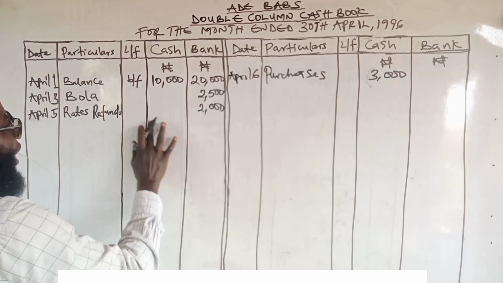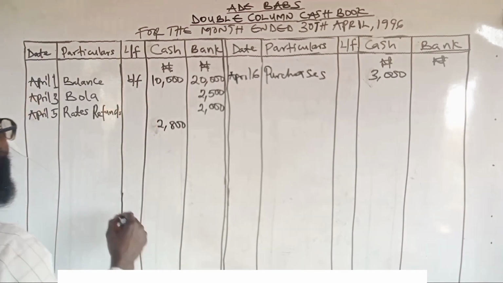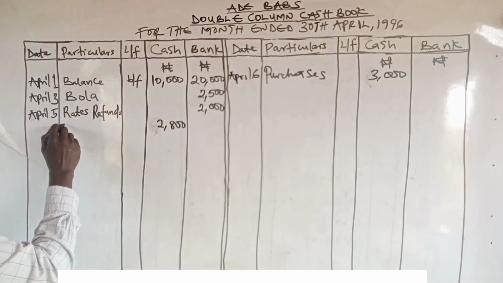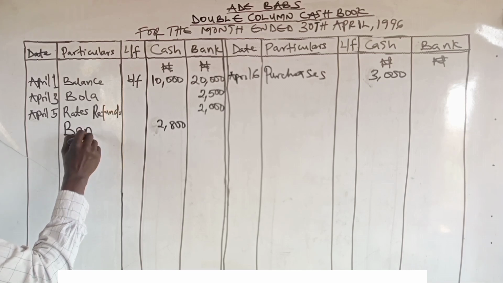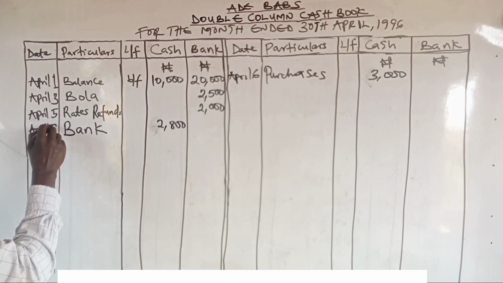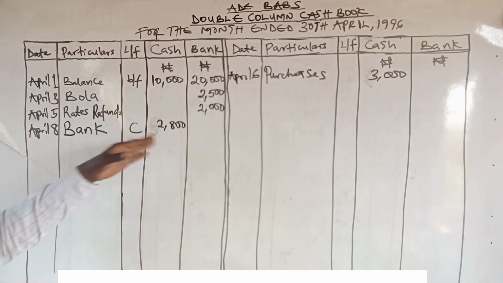I put 2,800 naira. Now, you will come to this side. You can see that we're having it under cash. You are going to write the narratives here as bank. Then, April 8. You now come here, put C there to indicate it is contra.